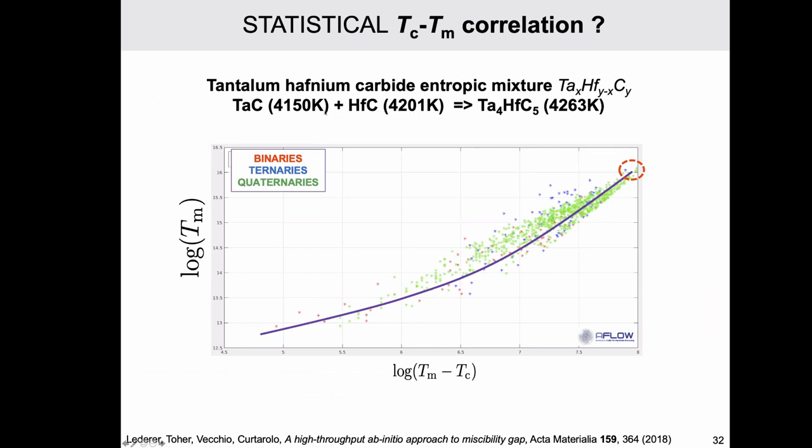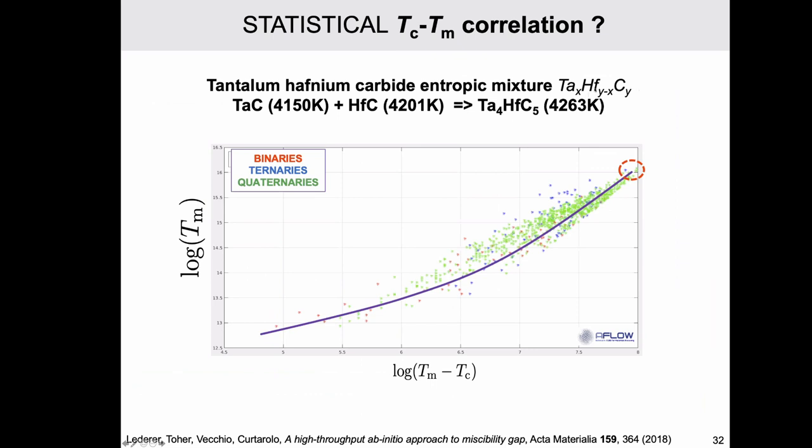So pretty much you get the 60 Kelvin. Okay, and look, the reason why you get 60 Kelvin is first because you go from binary to binary to a ternary, and second because the tantalum hafnium sublattice is actually high entropy. So this compound is not ordered. You have tantalum, hafnium that share one of the two sublattices of the rock salt, and then carbon the other one. All right.